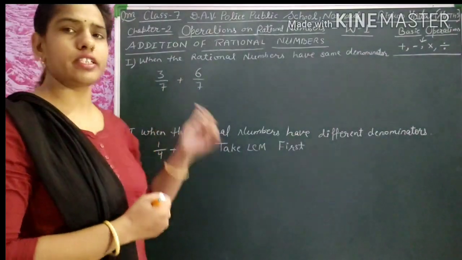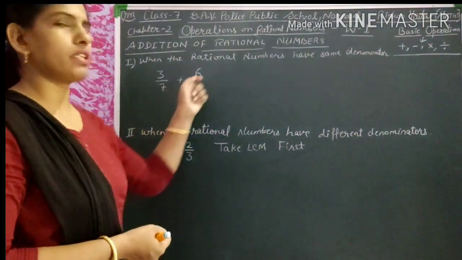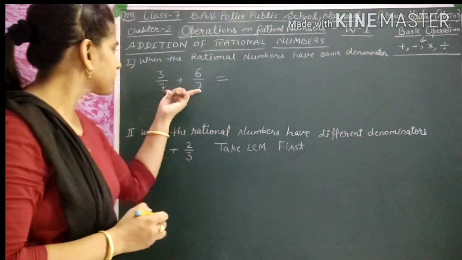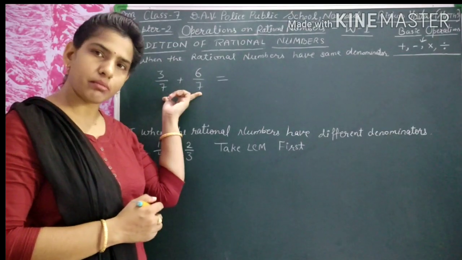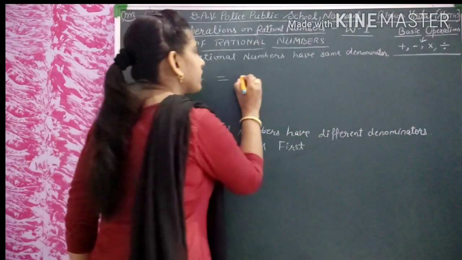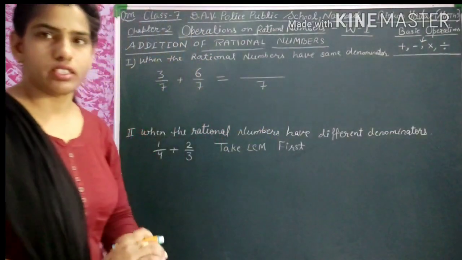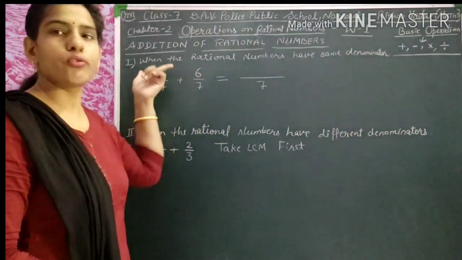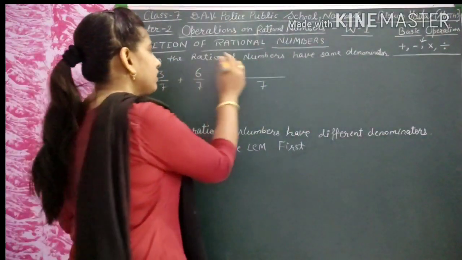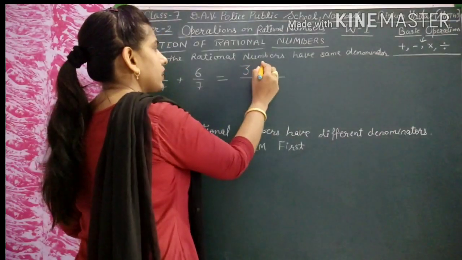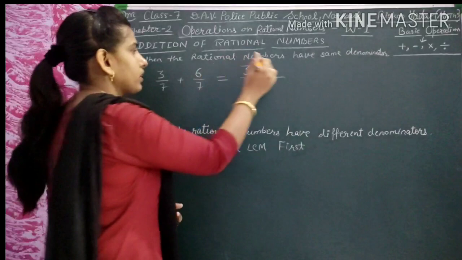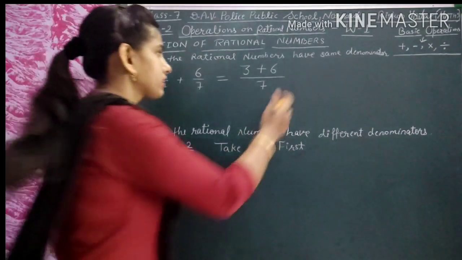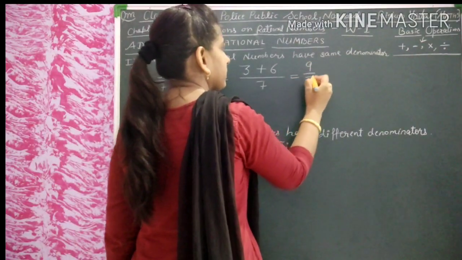Let's calculate here. There is a quotient here, 3 by 7 plus 6 by 7. Now we will calculate. The denominator is the same here, so we write down the denominator 7. Clear? And in the next step we will do the addition of numerators as well. Numerators are 3, and the operation is plus, and the next one is 6. This is 3 plus 6 divided by 7, and it is calculated as 9 by 7.